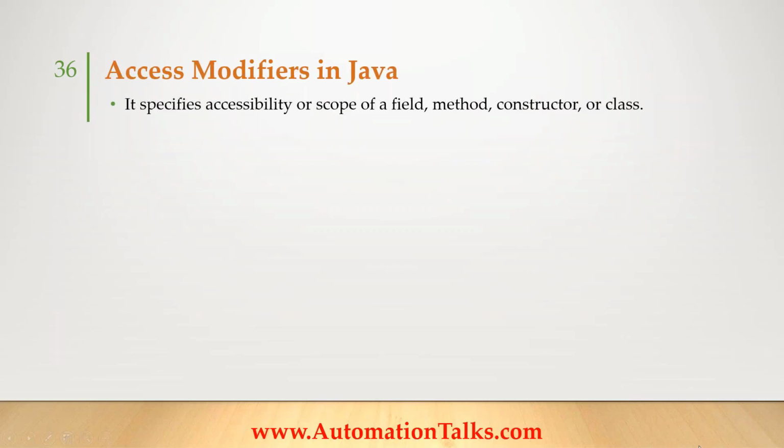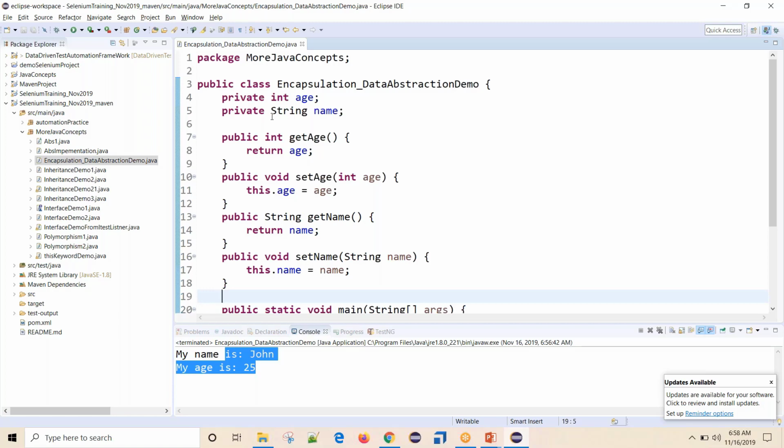Access modifiers. Okay, so whatever you are seeing over there, private is one of my access modifiers, public is one of my access modifiers. Okay, and what else did we see? Private, public. Okay, so till now we saw only these two keywords, basically private and public.